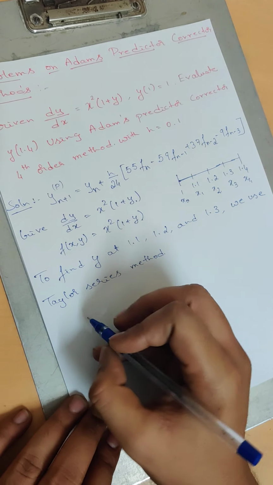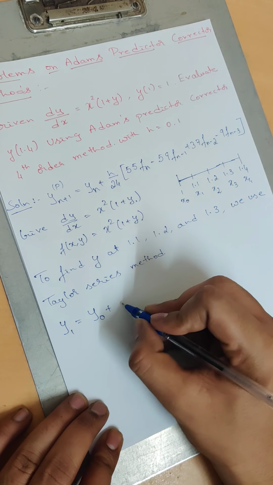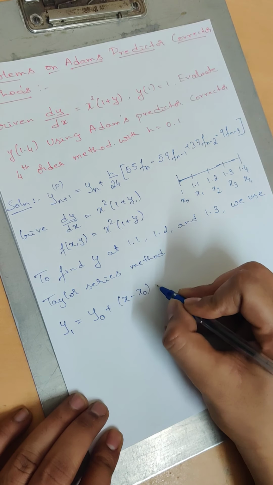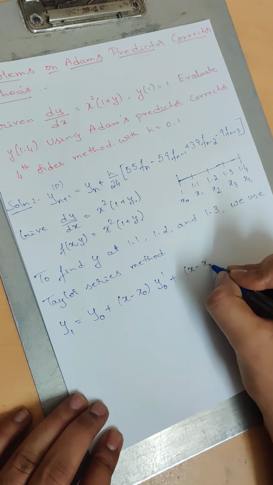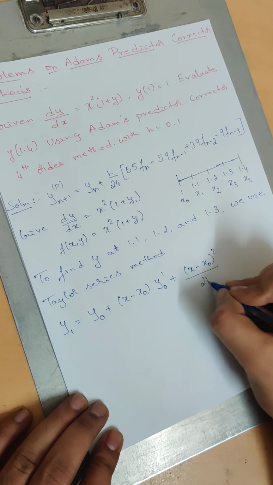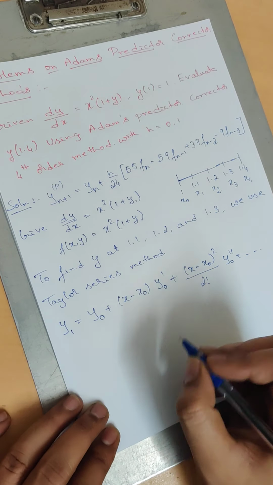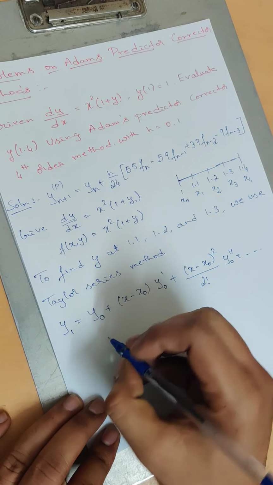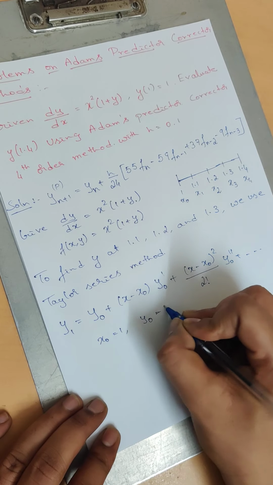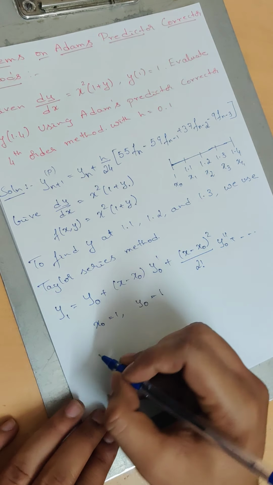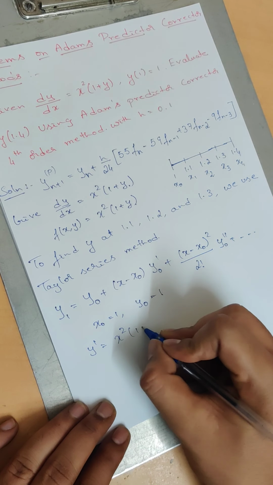So we know the Taylor series expansion. Taylor series expansion is y is equal to y0 plus (x minus x0) y0 prime plus (x minus x0) square by 2 factorial y0 double prime plus so on. So given y of 1 is equal to 1, that implies x0 is equal to 1 and y0 is equal to 1. We know y prime is equal to x square into 1 plus y.